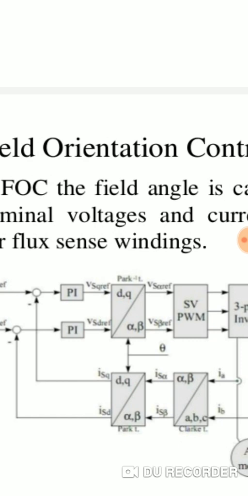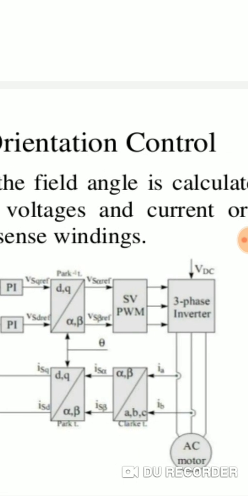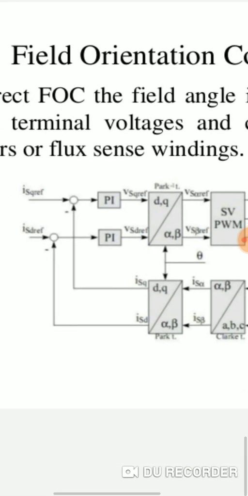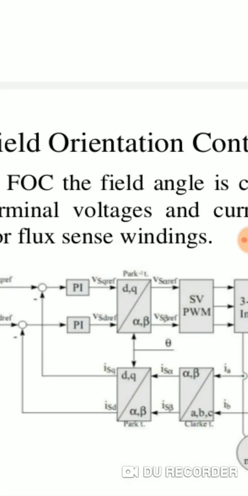And once again these two-phase quantities should be converted into three-phase quantities, and then that should be converted into the PWM signal with the help of the SVPWM, and the pulses are given to the three-phase inverter, and the output of the three-phase inverter is given to the AC motor. So this is the vector control of the induction motor.